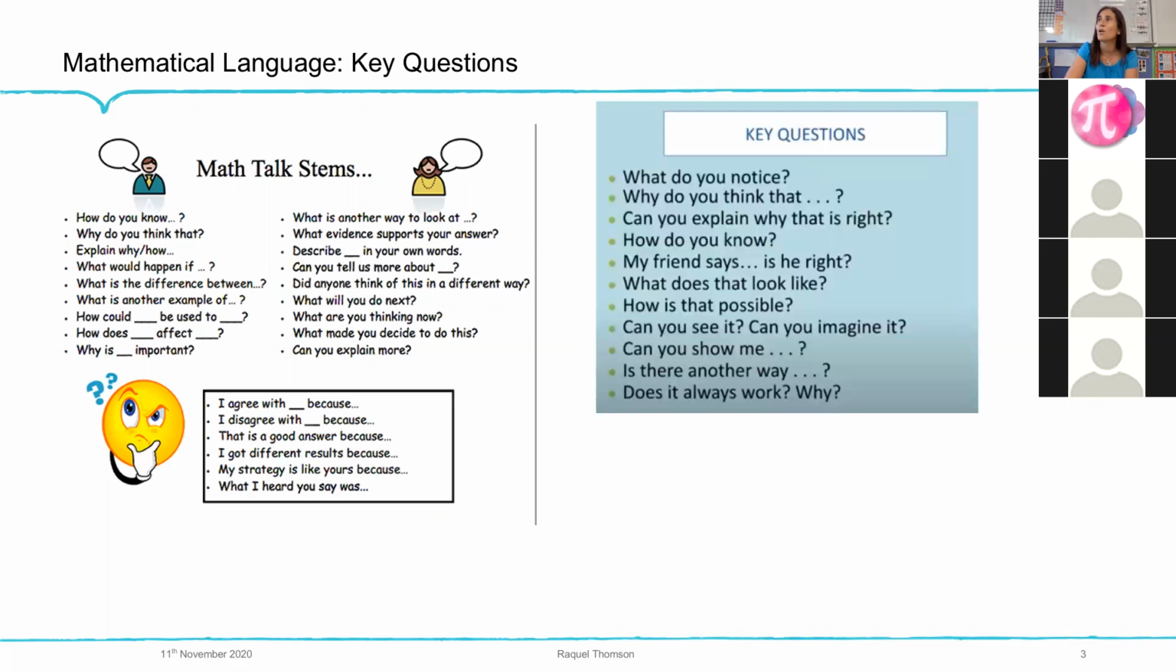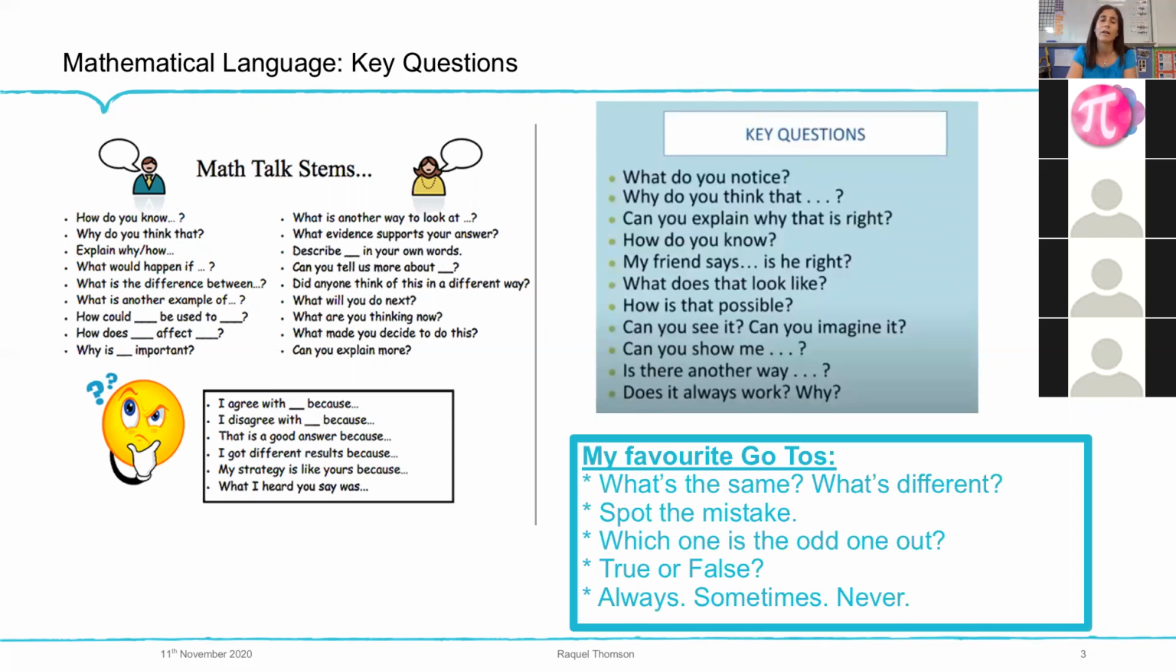The other key questions are: what do you notice? Why do you think that? Can you explain? Can you see it? Can you imagine it? Those questions are all there to elicit good learning, and the use of the correct language to explain the mathematical reasoning. Some of my favorite go-tos are: what's the same, what's different, spot the mistake, which one is the odd one out, true or false, or always, sometimes, never, which they usually find very hard to understand. But those are my go-to ones.